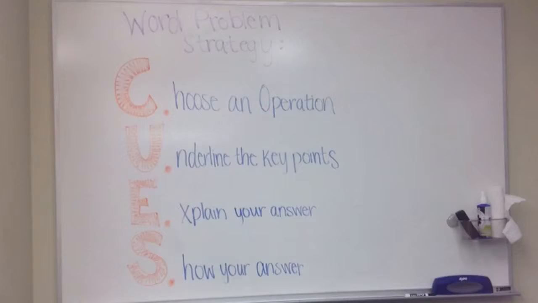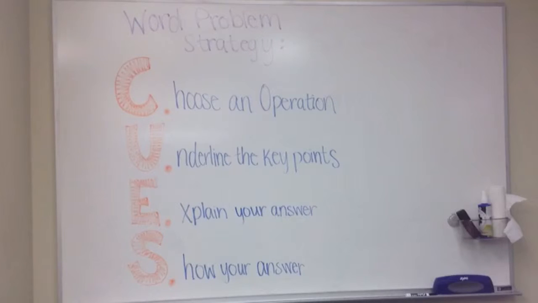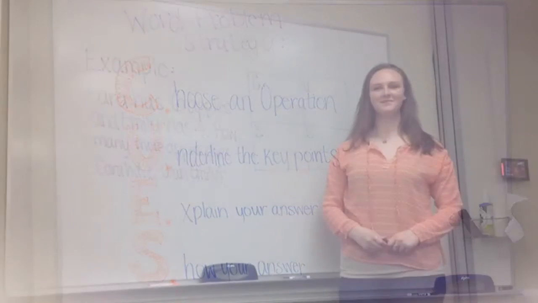The third step is to explain your answer. You must show how you got your answer in order to get full credit on the problem. The last step is to show your answer. Clearly write your answer so it can easily be found.